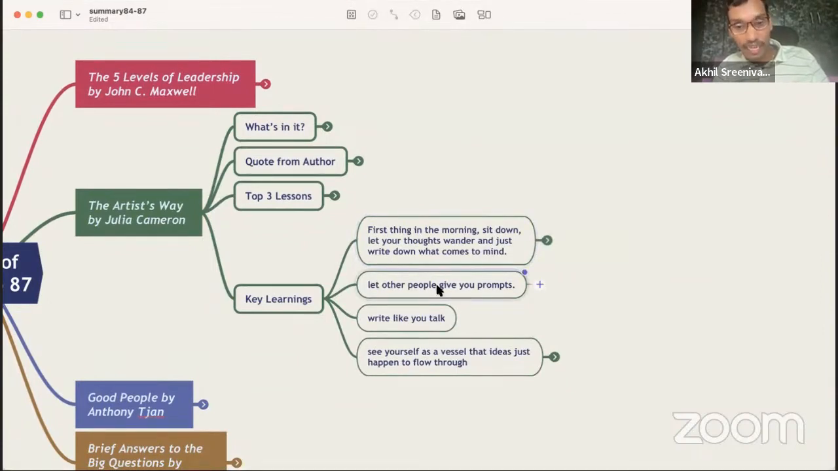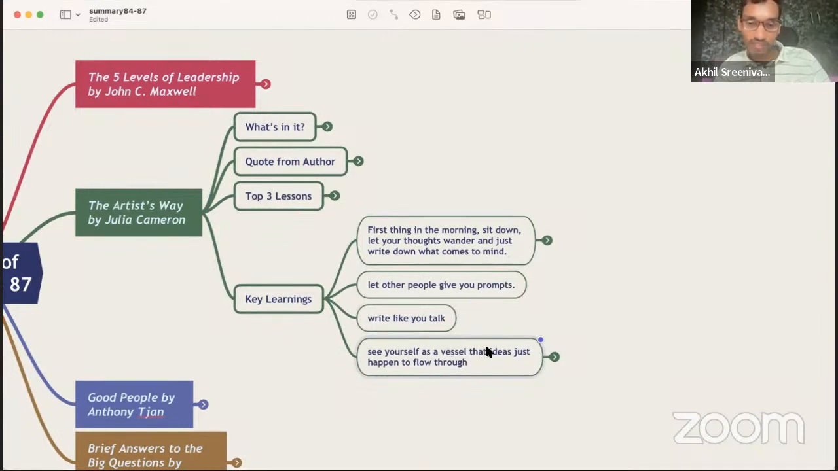The second thing is: let other people give you prompts. When some people are discussing in a conversation, or when some people are talking to you, just observe their words and try to take prompts from them. Write like you talk. How do you talk to other people? Like in a normal conversation, whether it may be in your regional language, local language, whatever it is. Write like you talk.